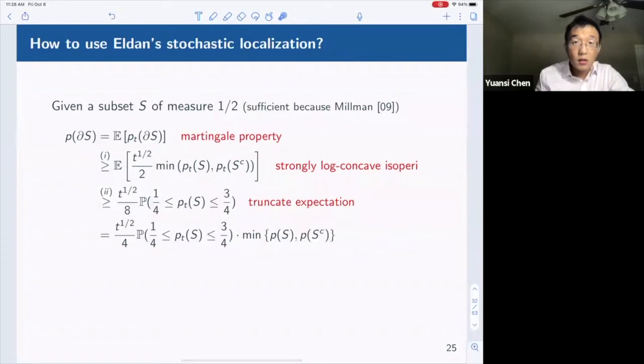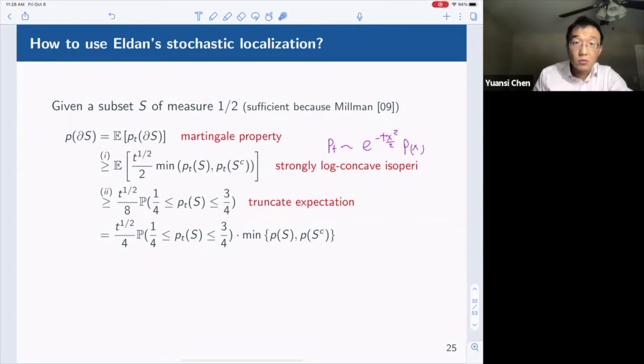Then at time t, we have seen that the Gaussian part increases linearly. So at time t, P_t will be proportional to e to the minus t x squared over 2 times P(x). This type of density is strongly log-concave, or it has the Gaussian part. And we know how to bound the isoperimetric coefficient for this type of density. Exactly, the Gaussian part will appear as the isoperimetric coefficient here, t to the 1/2.